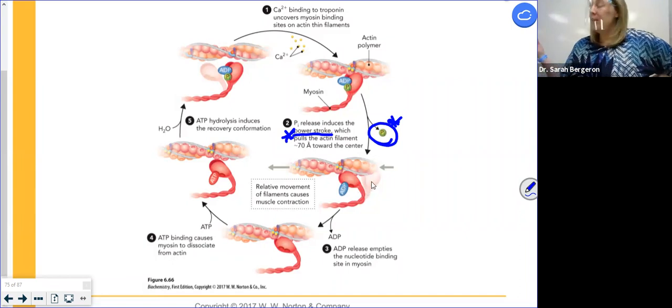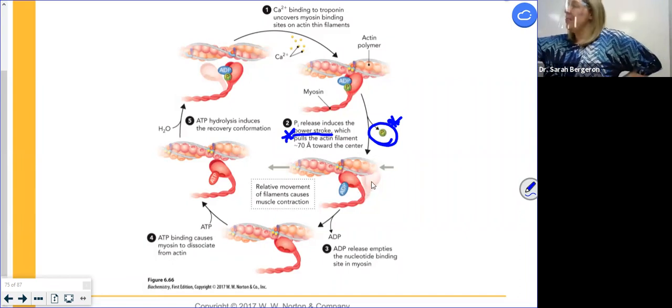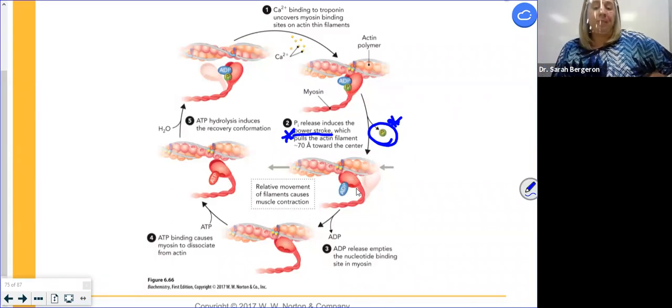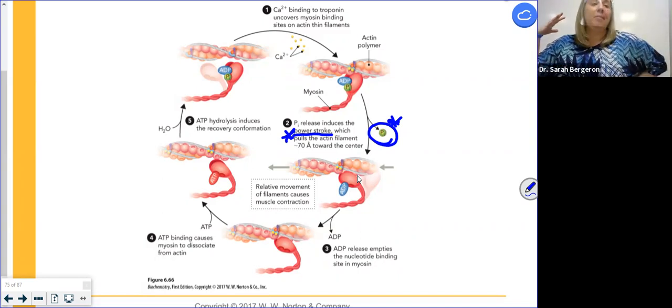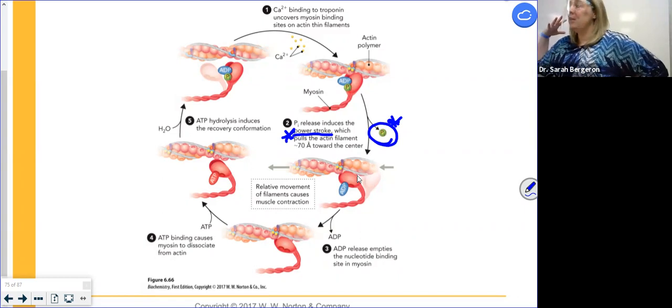So when that inorganic phosphate is released, this is the ratchet. This is when you pull, that myosin pulls the actin in. Okay? Once it's completed its power stroke, it then releases the ADP. So now it doesn't have anything bound to it, but it's still hooked to the actin molecule. Once a new ATP comes in and binds, it can let go of the actin.